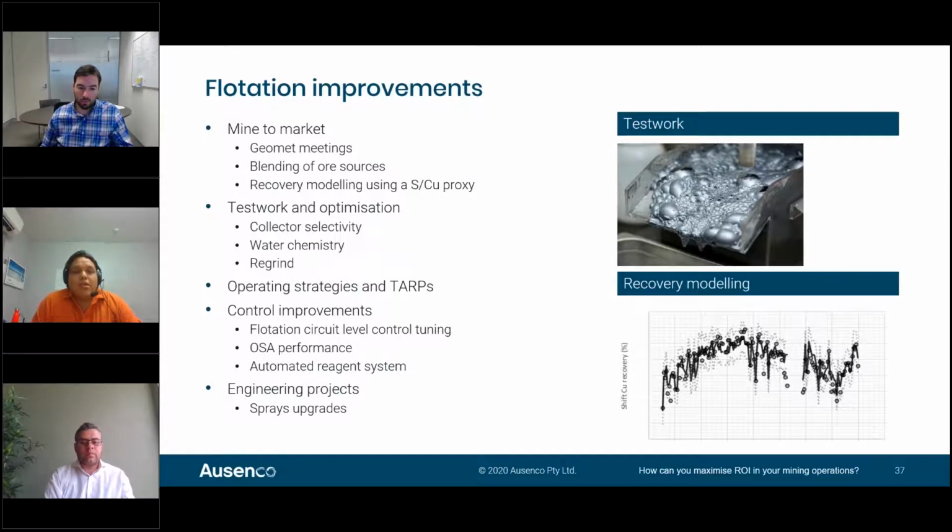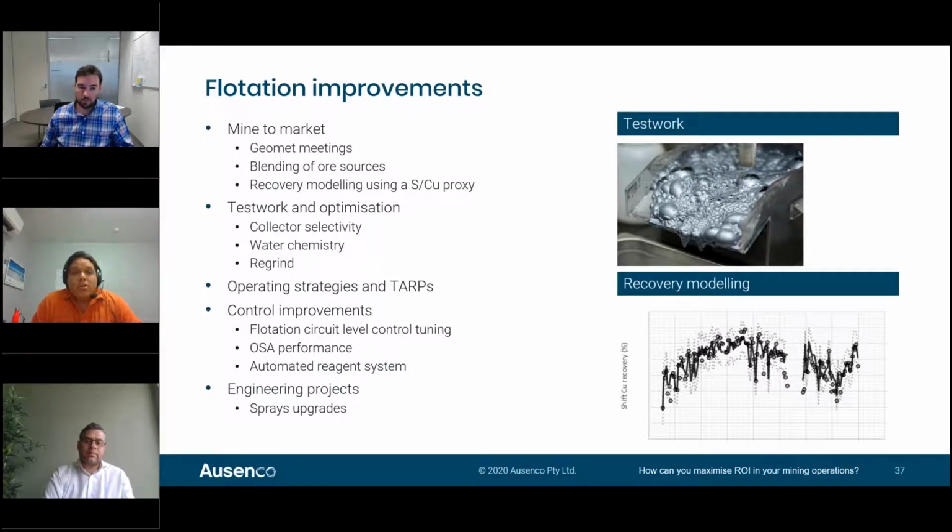So out of the list presented in the slide, key improvements then have been blending of all sources to manage pyrite in feed, and establishment of a recovery model based on plant performance using a sulfur to copper ratio proxy, which you can see in the image on the right-hand side at the bottom. So that's improved the predictability of recovery, and as well it's assisted to achieve more realistic estimates for performance benchmarking and business planning.